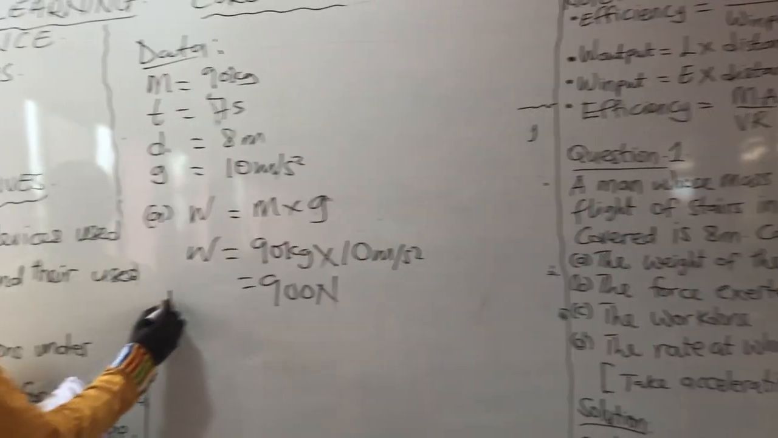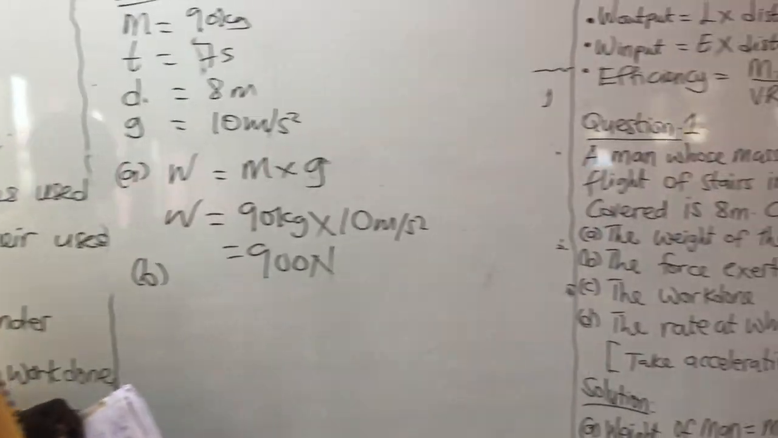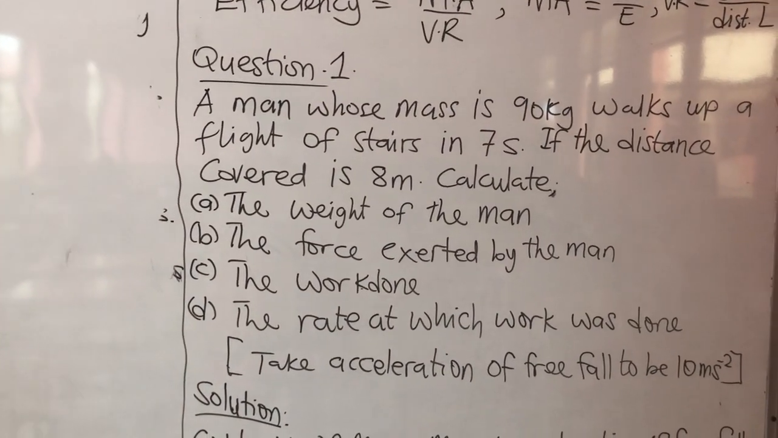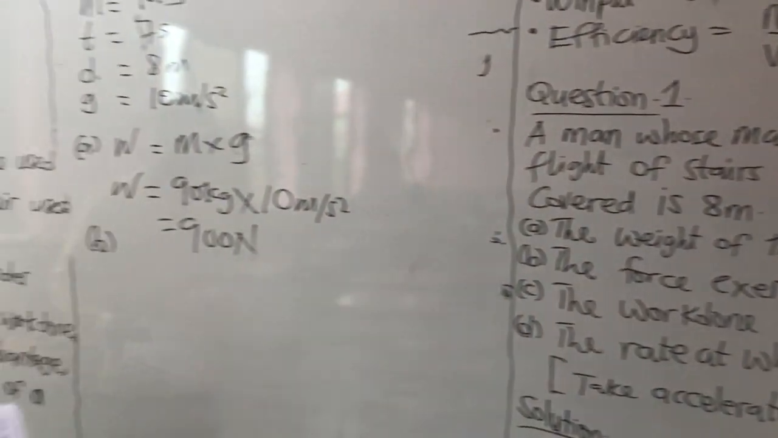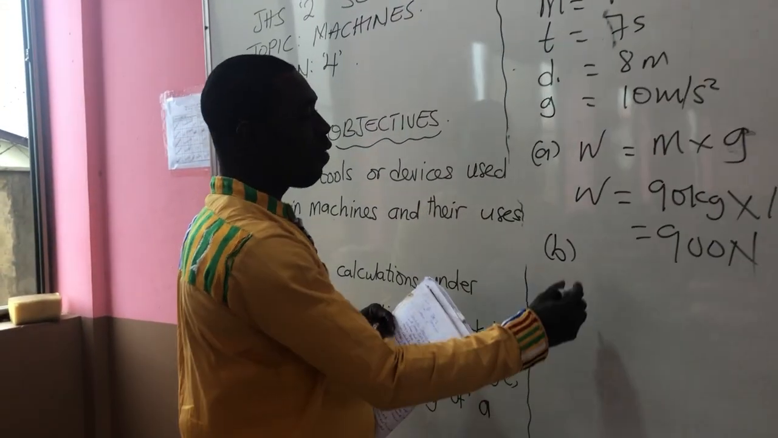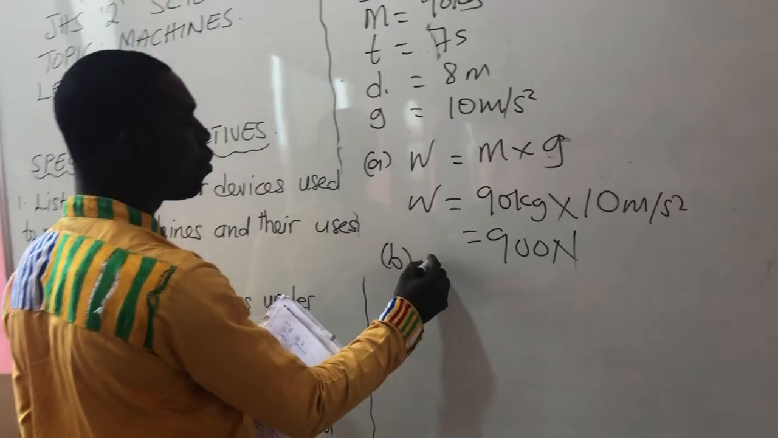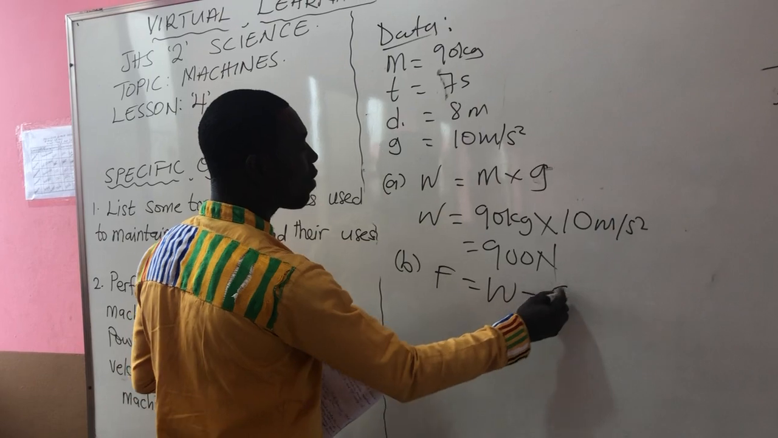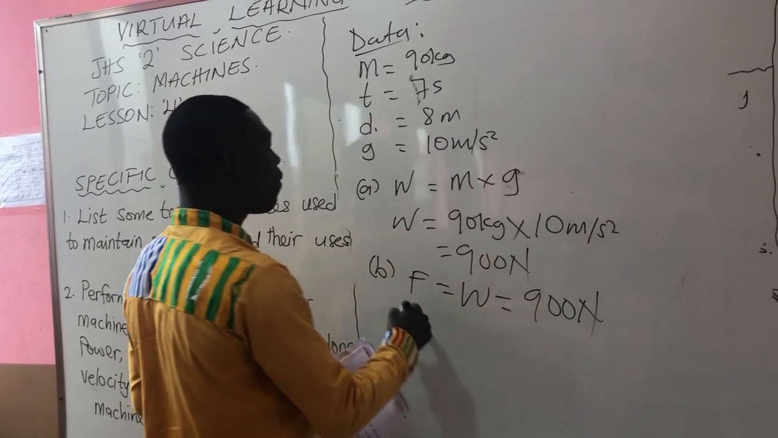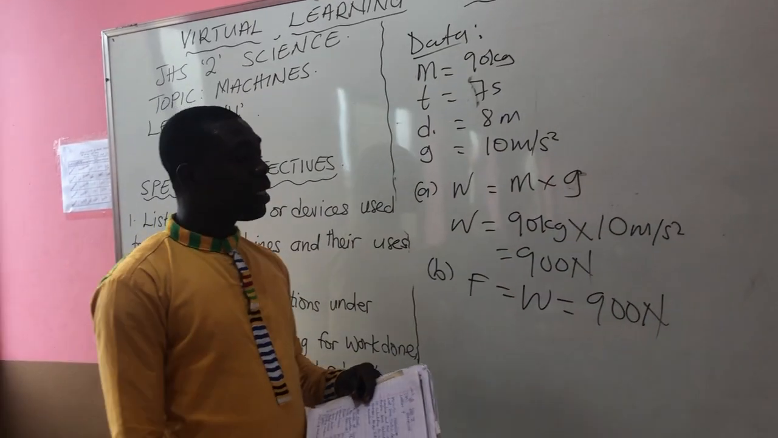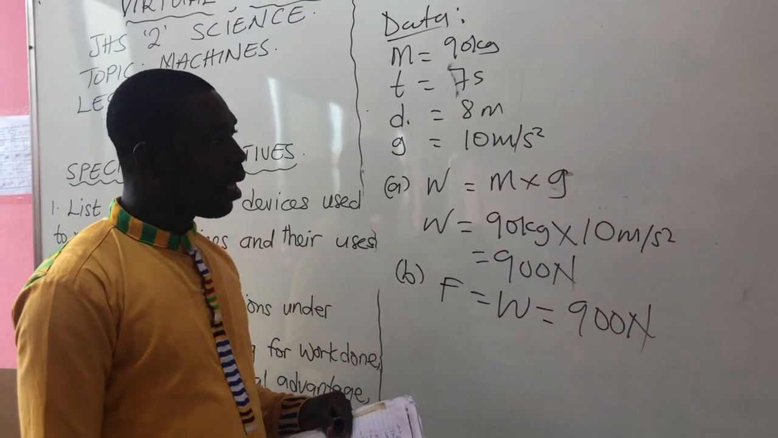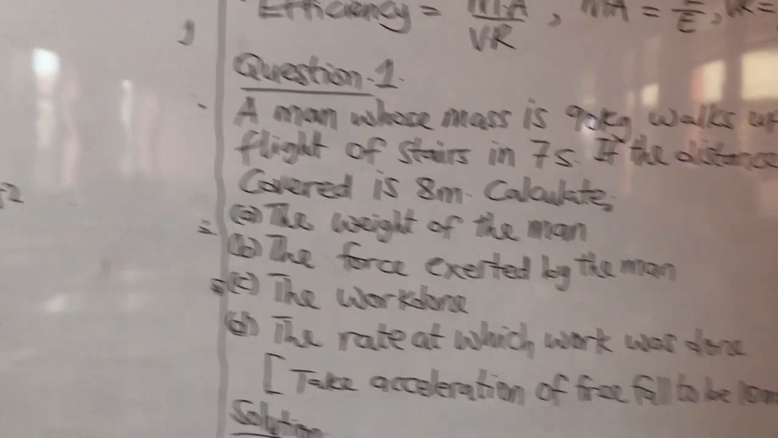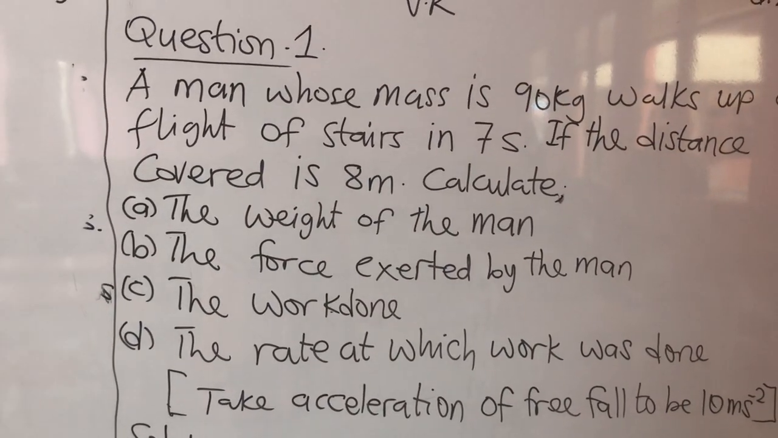Now let's look at the B part of the question. You have to find the force exerted by the man. And you know, force exerted is the same as the weight of the man. Therefore, the force is equal to the weight of the man, and the weight of the man is 900 newtons, so the force exerted is also 900 newtons. Now, the next question is to find the work done by the man.